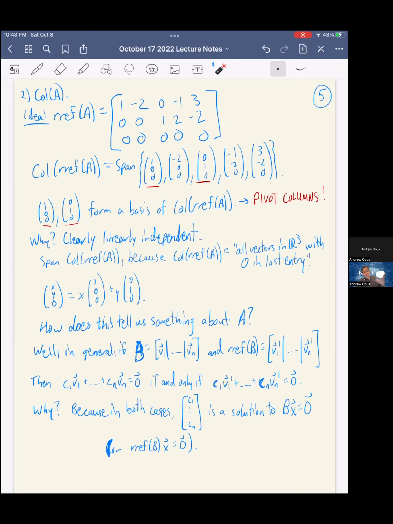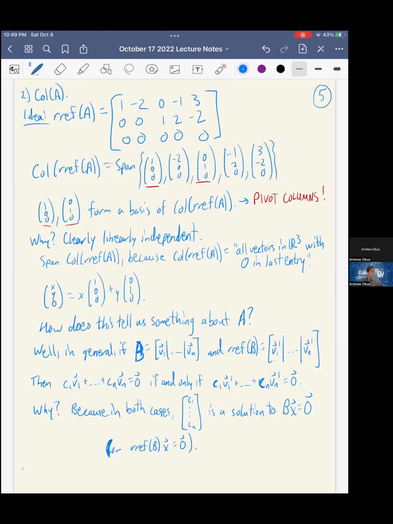You're doing this from day one. We're doing this to solve linear equations. So whether we look at solutions to Bx equals 0 or solutions to row-reduced echelon form of B times x equals 0, the solutions are going to be the same. And what that translates to in terms of linear combinations is that a particular linear combination of the columns of B is going to be 0 if and only if that same linear combination of the columns of the row-reduced echelon form of B is also going to be 0.